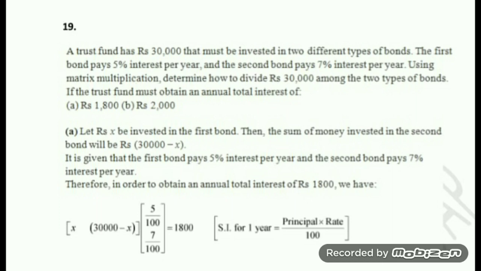Your question is, it's a word problem. A trust fund has rupees 30,000 that must be invested in 2 different types of bonds. The first bond pays 5% interest per year, and the second bond 7% interest per year. Using matrix multiplication, determine how to divide 30,000 amongst the 2 types of bonds if the trust fund must obtain an annual total interest of rupees 1,800 and 2,000.